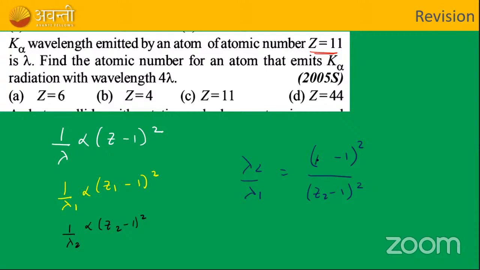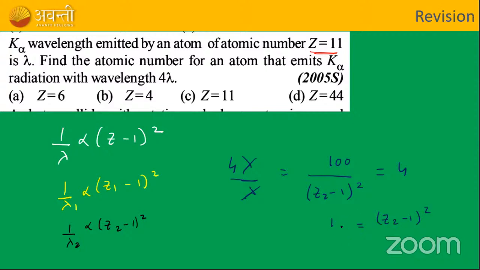Z1 is given as 11 in the question, and lambda 2 is 4 times lambda, where lambda 1 is just lambda. So lambda cancels out, and what is left is 4. So 11 minus 1 is 10, and 10 square is 100. Let me slightly rearrange this. So this becomes 100 by 4 is equal to Z2 minus 1 whole square. What is 100 by 4? 100 by 4 is 25.